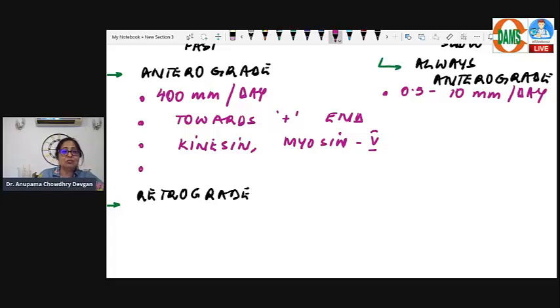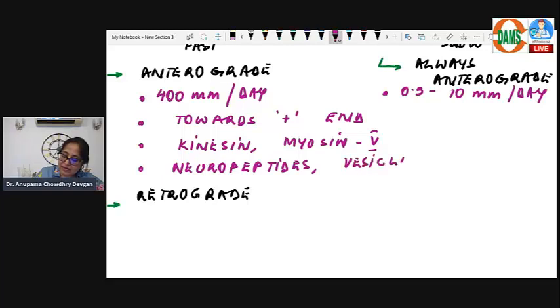What are the substances which are going to be transported in an anterograde fashion? I've already told you, anterograde means away from the cell body. So whatever is produced by the cell body will be transported in an anterograde fashion. That means neuropeptides. These are produced by the cell body, and they will be transported in an anterograde fashion. Then vesicles, new vesicles produced by the cell body.